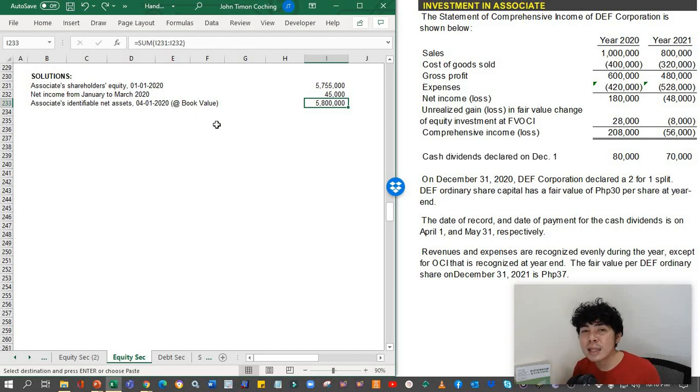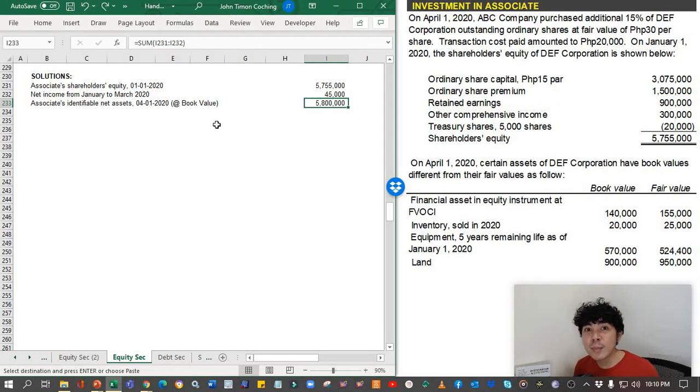And since kailangan natin yung fair value, para maging fair value yan, kailangan nating i-consider yung differences between book value nung net assets at fair value nung net assets. So, paano natin malalaman yun? So, malalaman natin yon by identifying the items of assets and liabilities on April 1, 2020 na may mga book value na iba sa fair value. At saan natin makukuha yung information na yon?